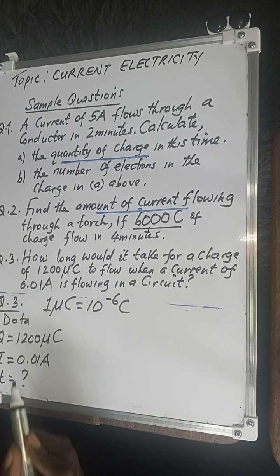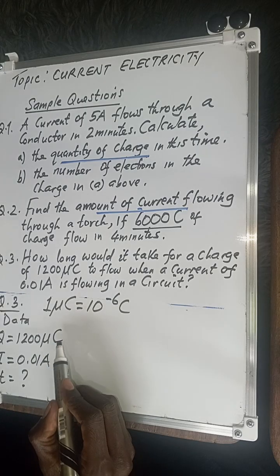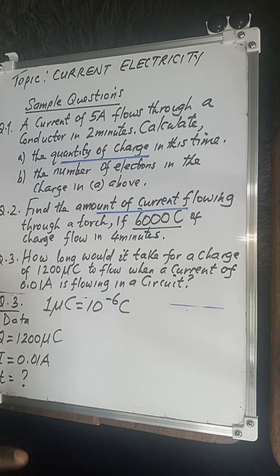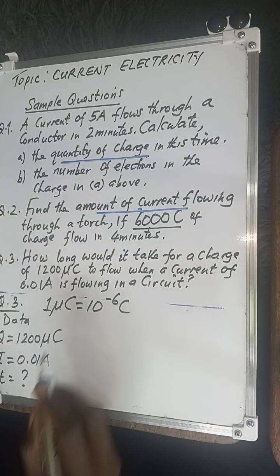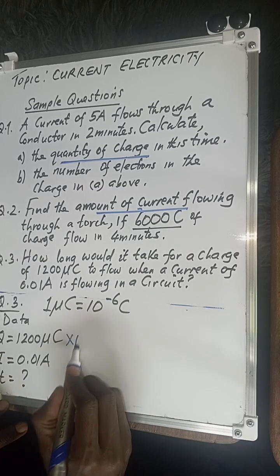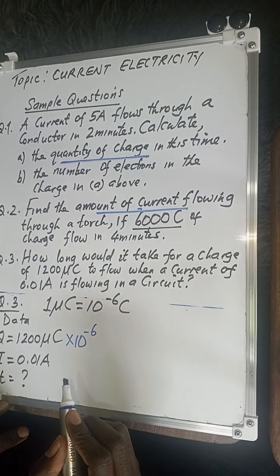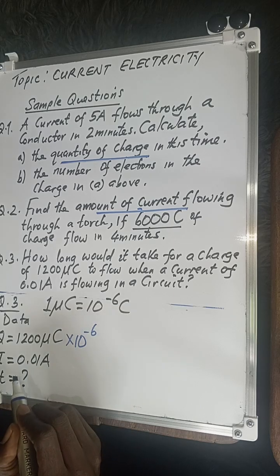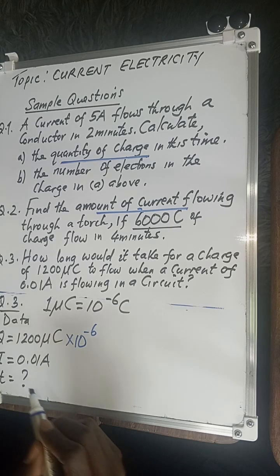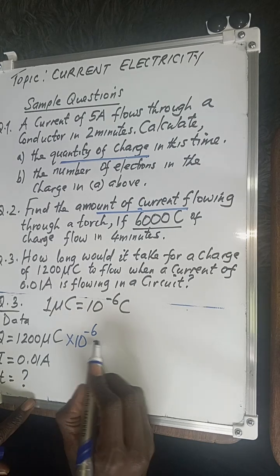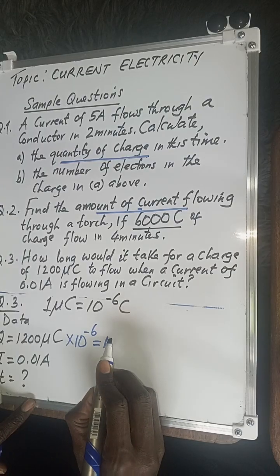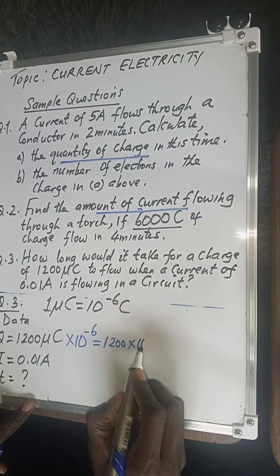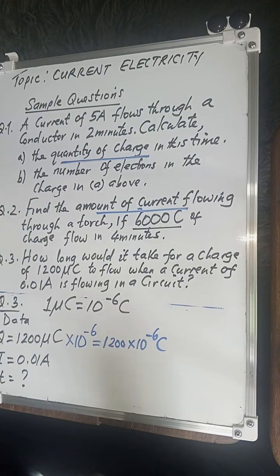So in simple terms, this value is the same as just multiplying it in this case by 10 to the power negative 6. So just multiply this by 10 raised to the power negative 6. The moment you multiply by 10 to the power negative 6, it simply means you convert it. So it is going to be 1200 times 10 to the power negative 6 coulombs. That's what it simply means there.